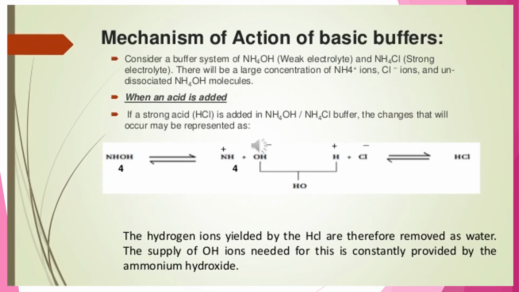Mechanism of action of basic buffer. Consider a buffer system of NH4OH, a weak electrolyte, and NH4Cl, a strong electrolyte. There will be a large concentration of NH4 ions, chloride ions and undissociated NH4OH molecules. When a strong acid, HCl, is added to the NH4OH and NH4Cl buffer, the changes that occur may be represented as: the hydrogen ions yielded by the HCl are removed as water. The supply of OH ions needed for this is constantly provided by the ammonium hydroxide.